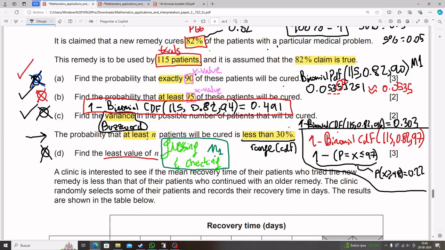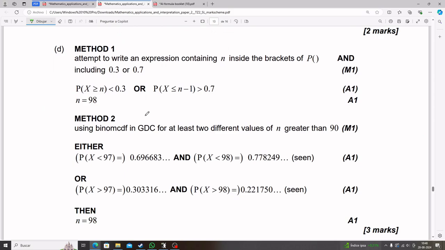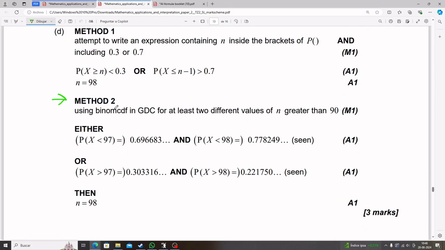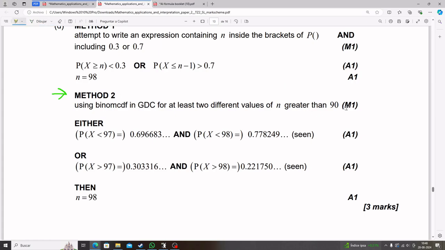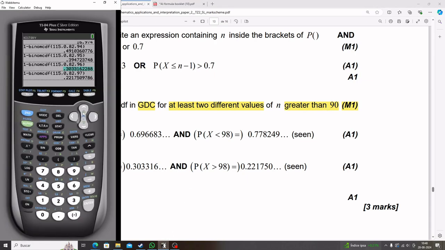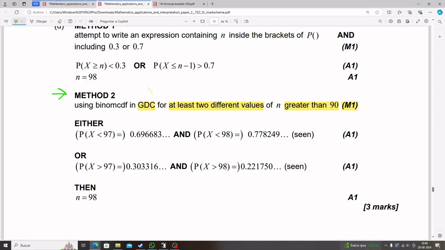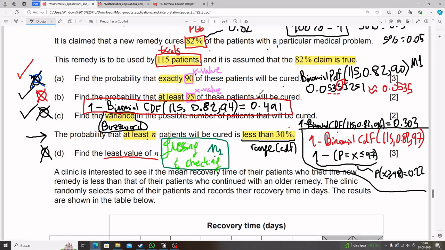And it's very important that you do this because in the mark scheme, it actually says, of all the different methods, and for me, my favorite is method 2, that part of your method point is quite literally use the binomial CDF in the graphing display calculator for at least 2 different values of n greater than 90. All right, which is clearly why we were spamming in the graphing calculator, but the person grading you doesn't know that. So you gotta show the person grading you, I did do that.